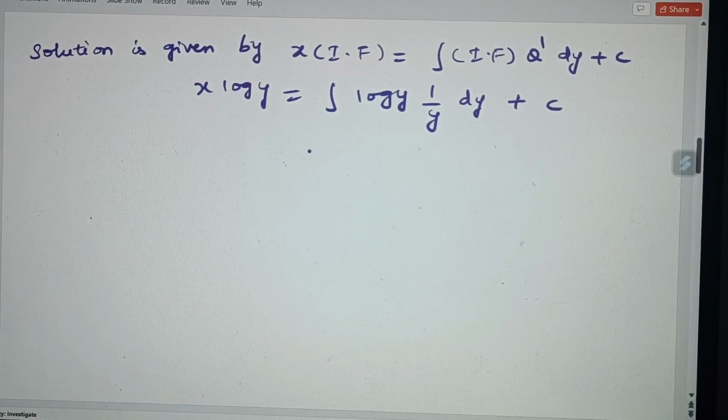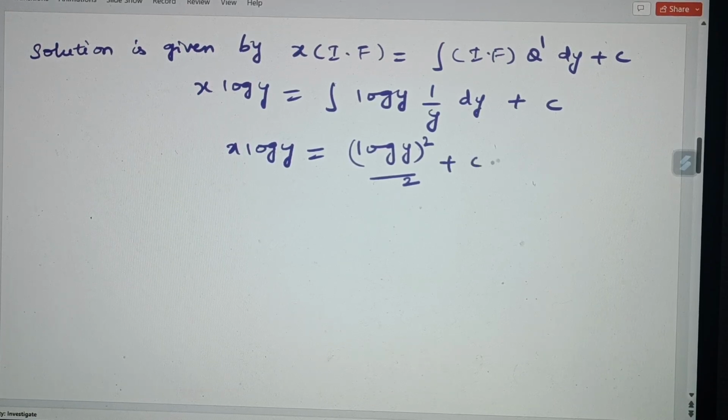So x into log y, the LHS, as it is you need to write. What is the integral of log y into 1 by y? It is nothing but log y the whole square upon 2, plus c. This is the required solution.